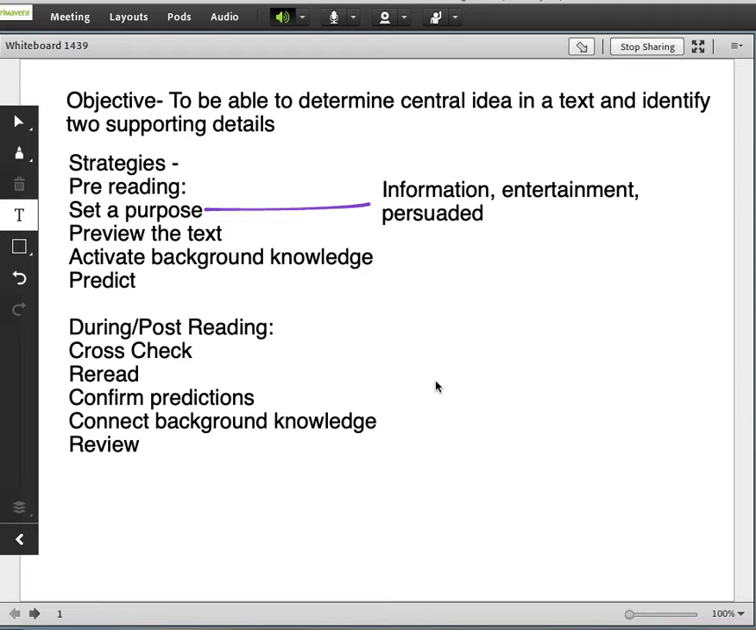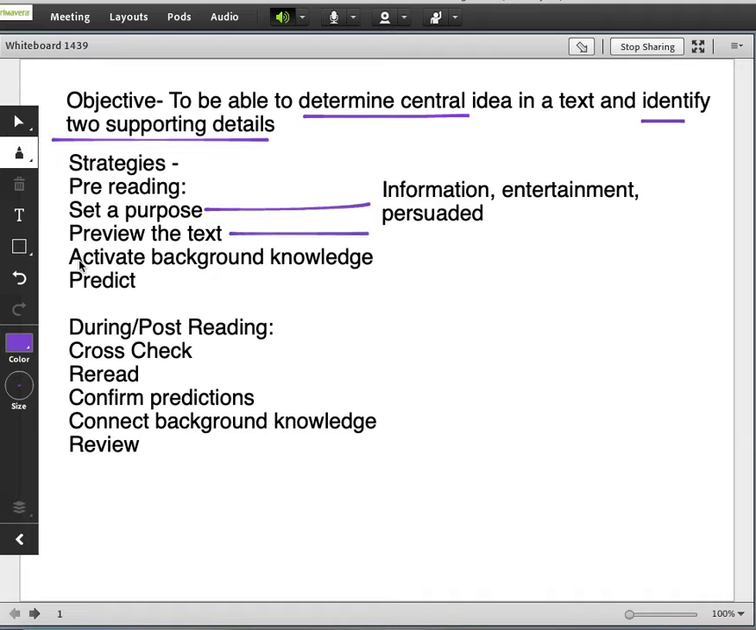So for us today, I've already determined our purpose. We're looking to determine the central idea and to identify 2 supporting details. That is our purpose in reading today. The next step we would do is preview the text. And you probably do this a lot without recognizing that you do it.